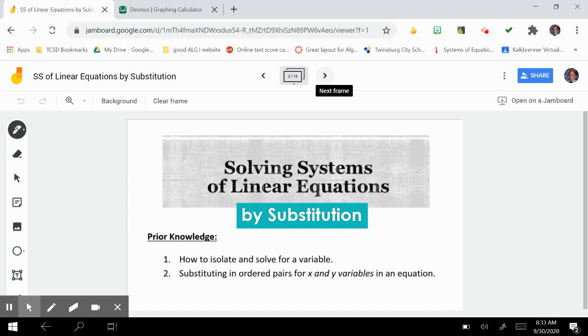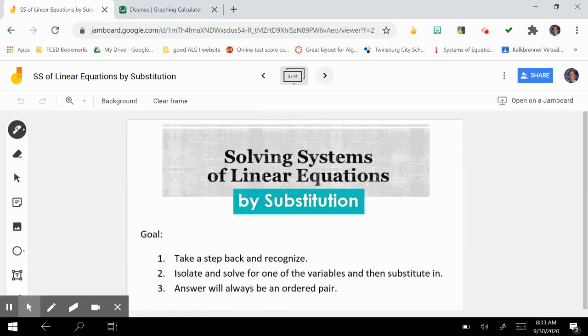So before we get started, prior knowledge: how to isolate and solve for a variable. In other words, can you make it say y equals or x equals? Because remember, we do have two variables. We are just more accustomed to solving for y because y equals mx plus b. However, we can also make it say x equals. And the last thing we need to do is substituting in ordered pairs for x and y, also known as plugging in.